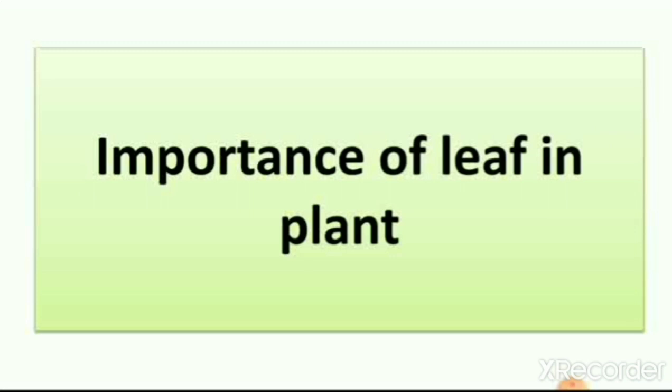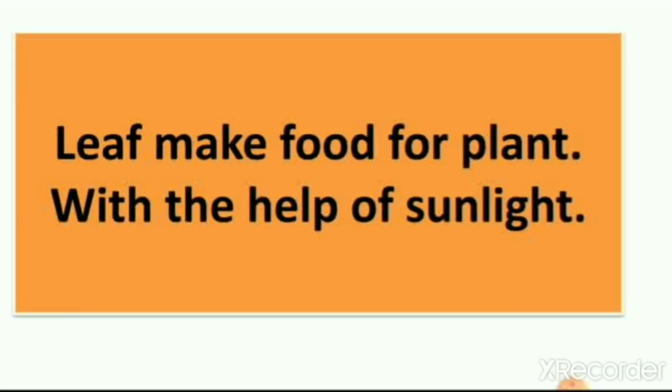Now we learn the importance of the leaf in a plant. As important as the stem and the roots, the leaf is a very important part of the plant. Now let's see how the leaf is important for the plant. Yes, the leaf makes food for the plant with the help of sunlight.